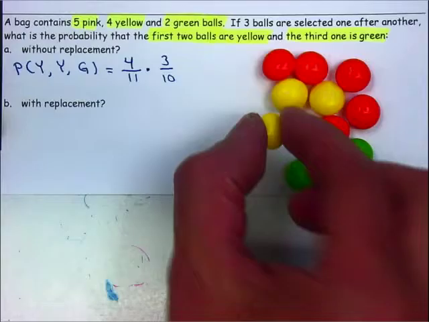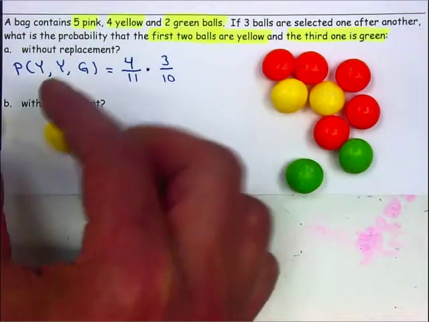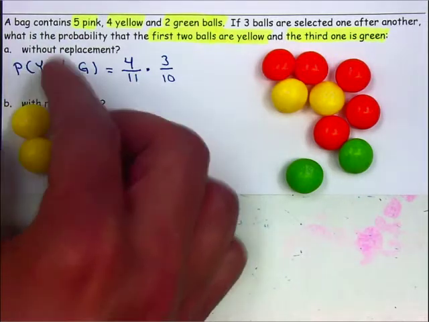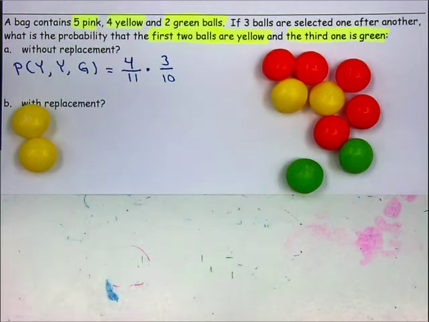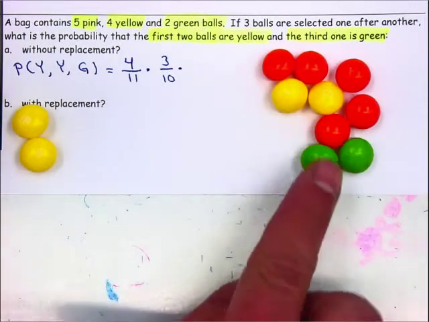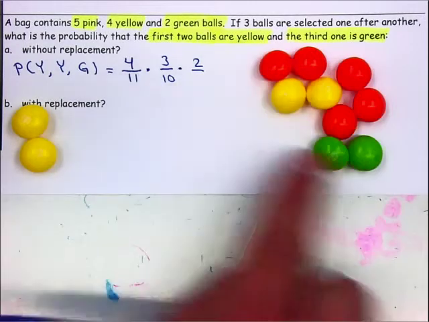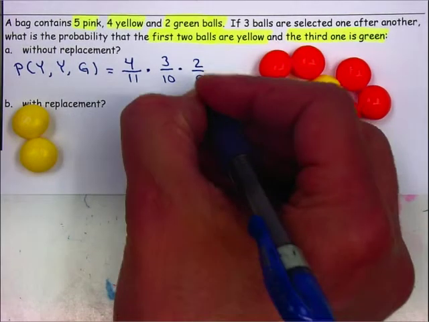So there you go. Let's assume that you go in there and you take a yellow one. Very good. So now we're going to place it into the side. We're not going to replace it. Now what's the probability of getting a green one? How many green ones do we have? 2. You want a green one. But how many of them are possible? 9.